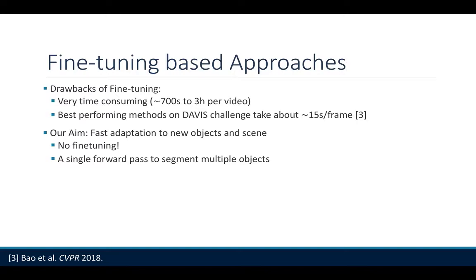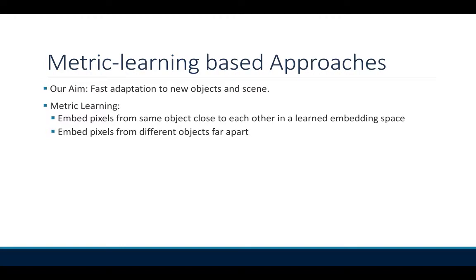On the contrary, our aim is to make a method which can achieve fast adaptation to new objects and scenes. We make a method that number 1 needs no fine tuning at all, number 2 segments multiple objects in a single forward pass. Our method is based on metric learning. Metric learning is a technique which tries to embed similar instances close to each other. That is, embedding pixels from the same object close to each other in a learned embedding space and embedding pixels from different objects far apart.